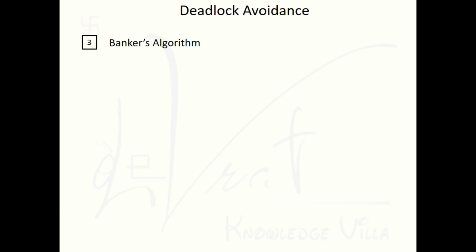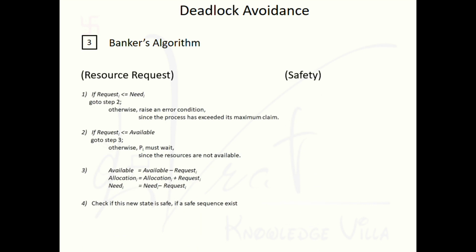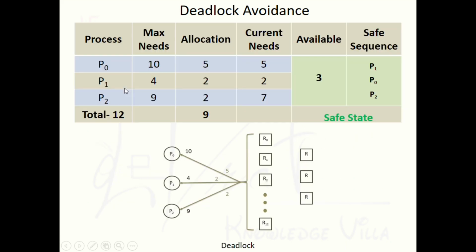Basically, two algorithms are there. First algorithm is for the resource request and second algorithm is for the safety purpose. So we will discuss both the algorithms one by one. First, start with the resource request.